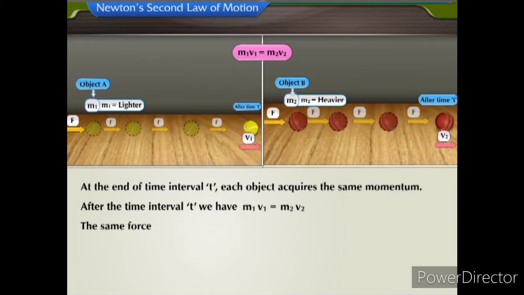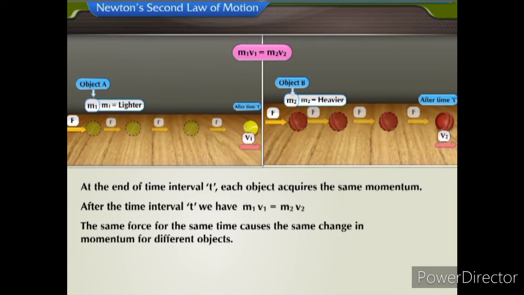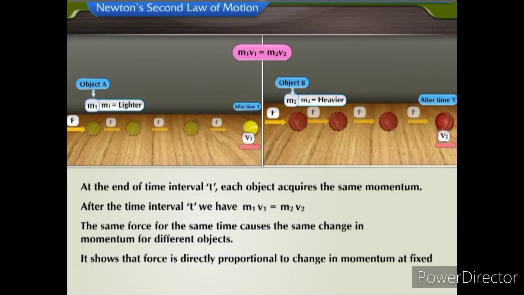Therefore, the same force for the same time causes the same change in momentum for different objects. It shows that force is directly proportional to change in momentum at fixed time for different objects having different masses.